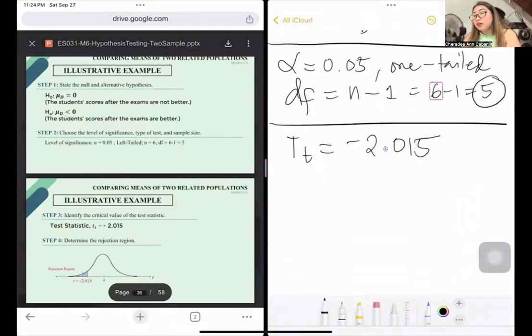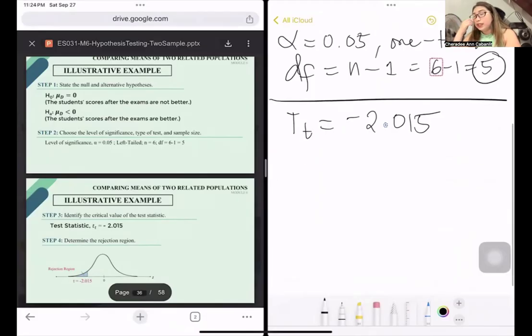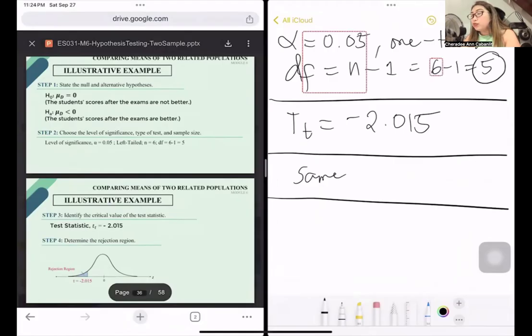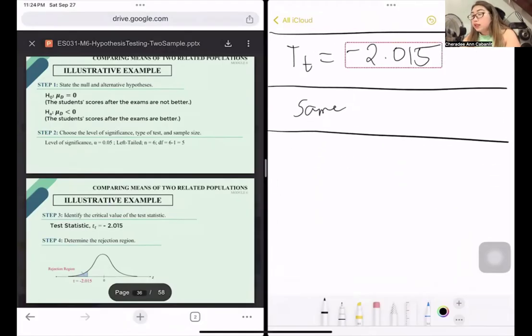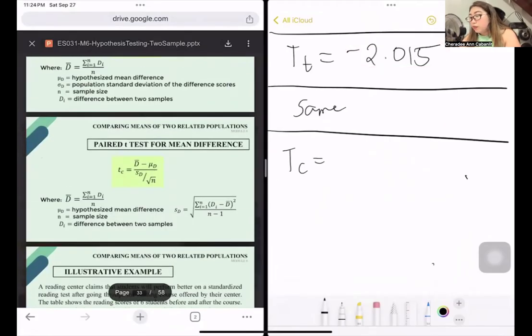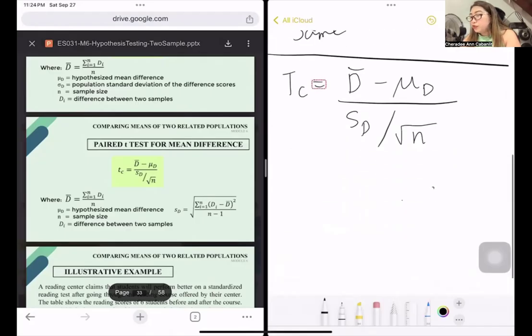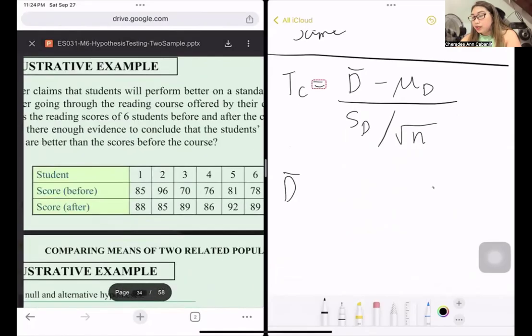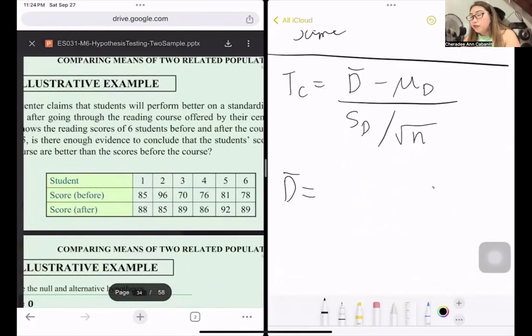And then, since the hypothesis is less than. Now we compute for the decision rule. So it's the same, I'm not going to write that again. So the decision rule is the same. Let's now go to the t computed. For the t computed, the formula is bar D minus mu D over SD over square root of N. So let's compute first for the bar D so that we can compute for the SD, no? So the bar D is actually based on this, okay? So the difference of 85 minus 83, that's 3.